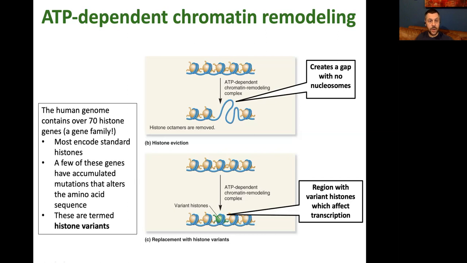a relatively new discovery. So the human genome doesn't actually just contain one histone protein. It contains over 70 of them. It's a gene family, which began by gene duplication, as you guys know. And just like other gene families, all these histones accumulated mutations, which gives them slightly different properties, some of which allow genes to be more easily transcribed.